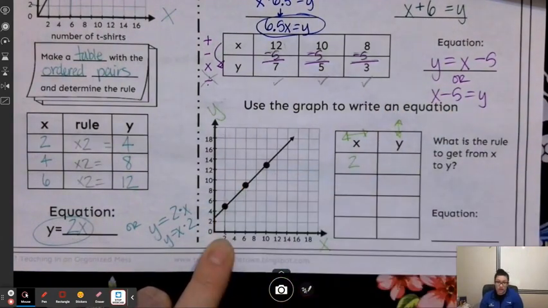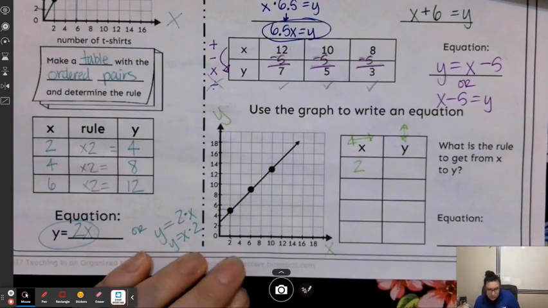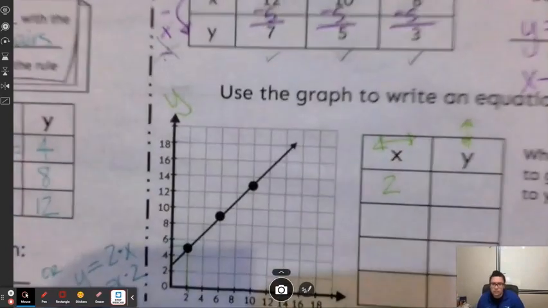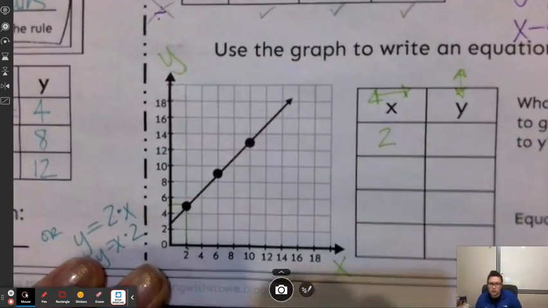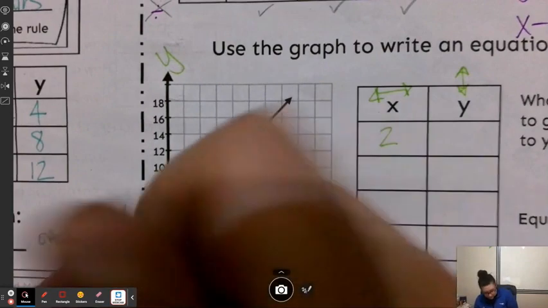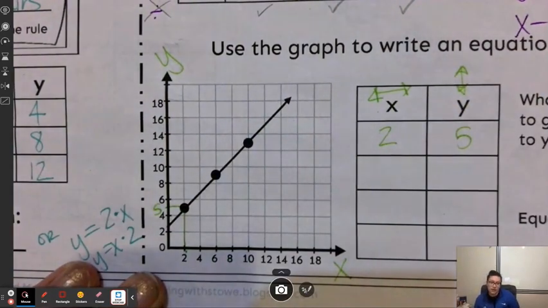Guys, draw a line down that helps me read that it's 2. And if I draw this line across, it's not at 4. It's not on this line at 4. It's not on this line at 6. What's in the middle of 4 and 6? 5. So that y value is going to be 5.